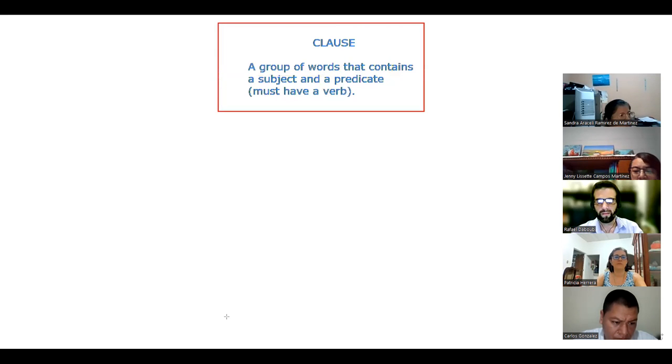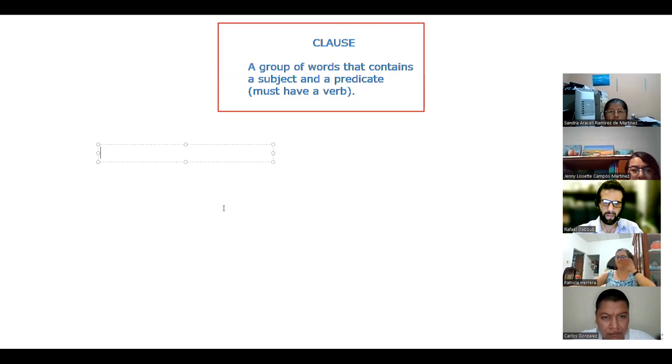Awesome job, guys. That is the actual definition, right? So then I told you, a clause is, we have categories, right? What are the two biggest types of clauses that we have? The two groups of clauses.